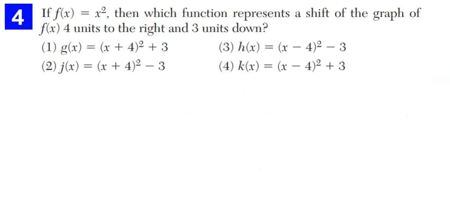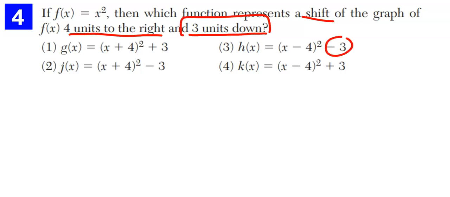Question number 4. Which function represents a shift of the graph 4 units to the right and 3 units down? So if you're going to be 3 units down, that's the number outside the grouping symbol. So for us, 3 units down has got to be negative. So these two are out.